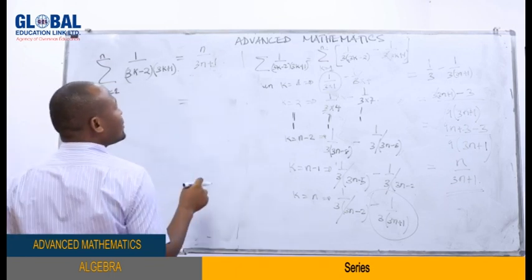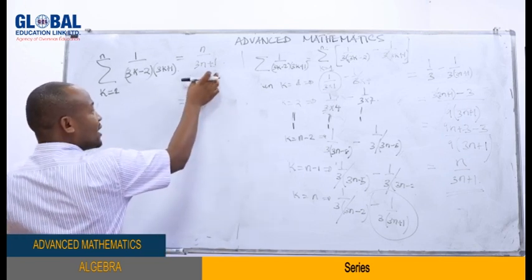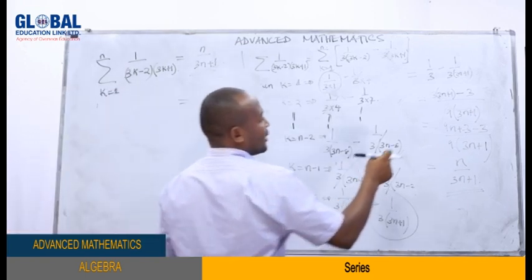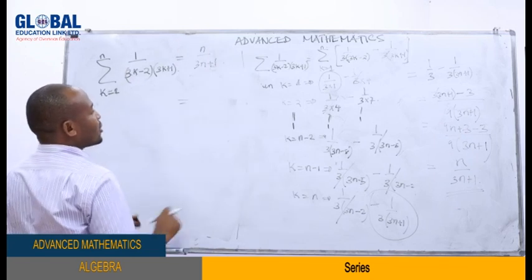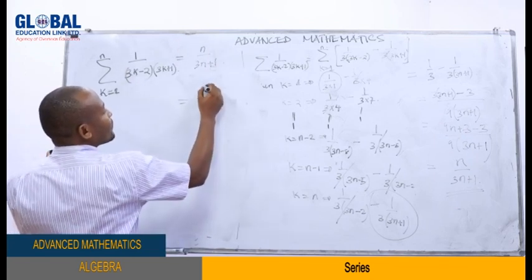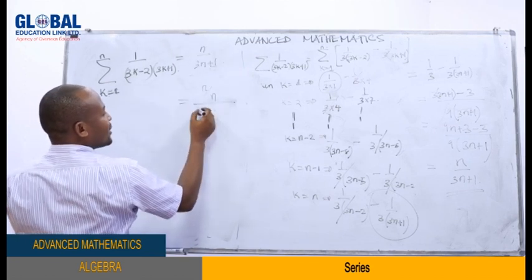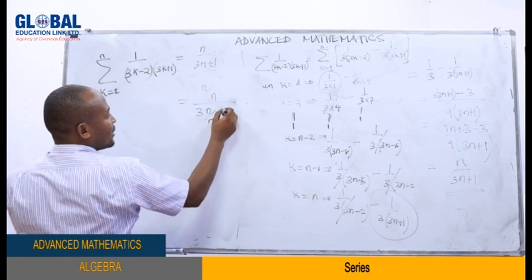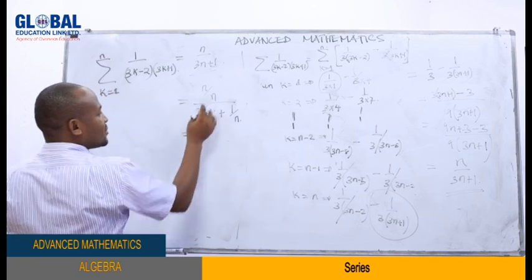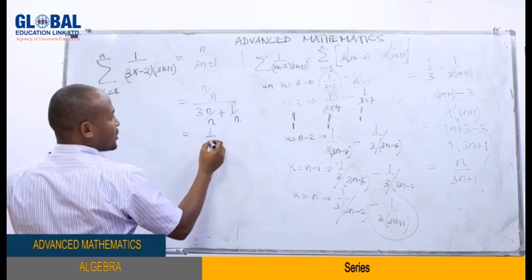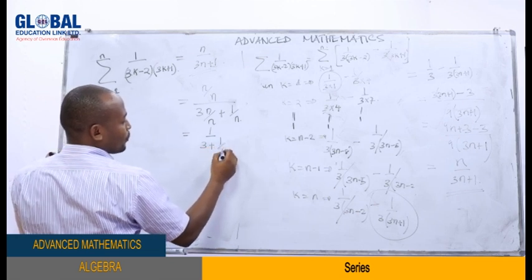Someone can start from this step, or someone else can start from that step. It's the same. So let's divide by n throughout. That means we are going to divide by n over n on top, and down here we are going to divide by n. That means on top there we are going to be left with 1, and down here we are left with 3 plus 1 over n.